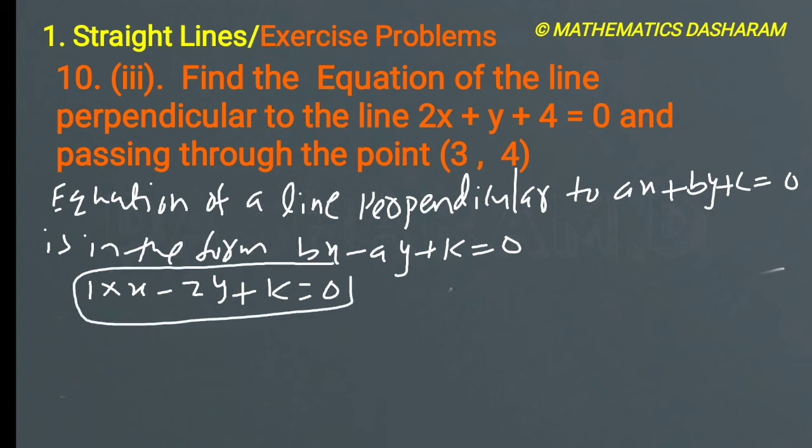But this line is passing through the point 3 comma 4. Then substitute x equals 3 and y equals 4.